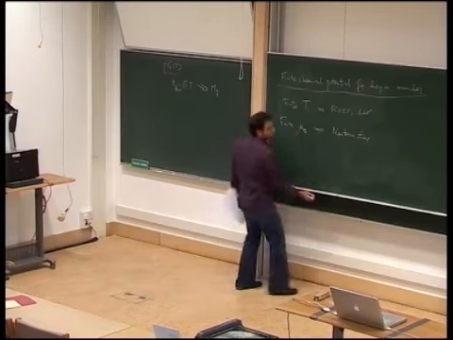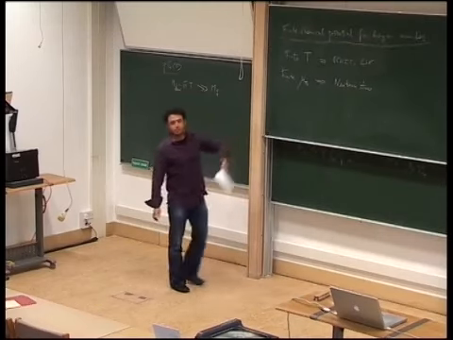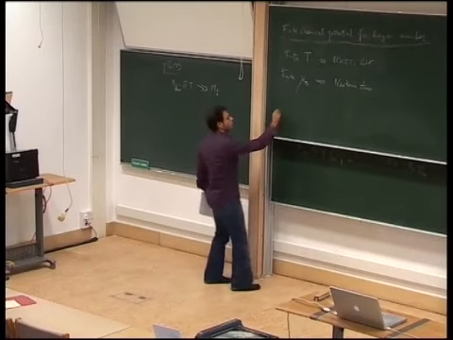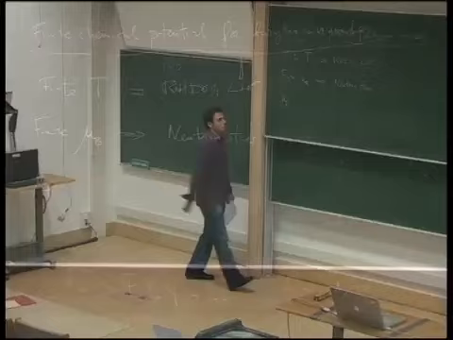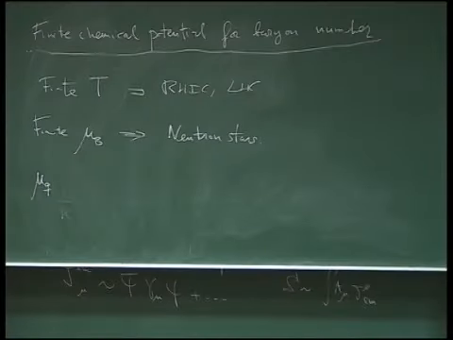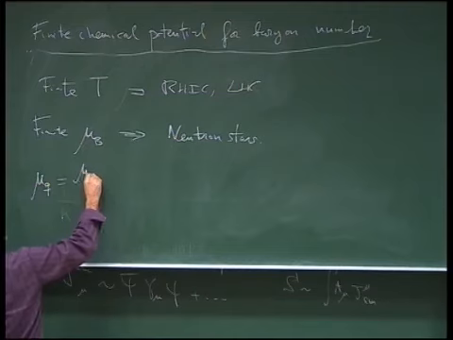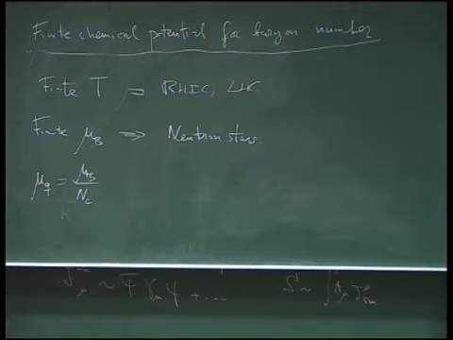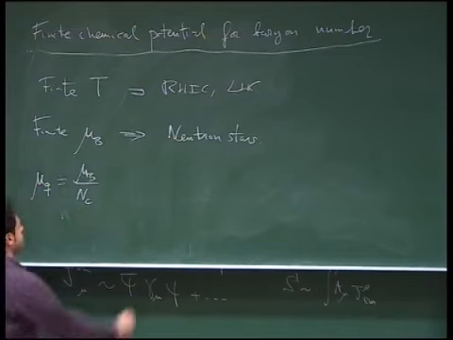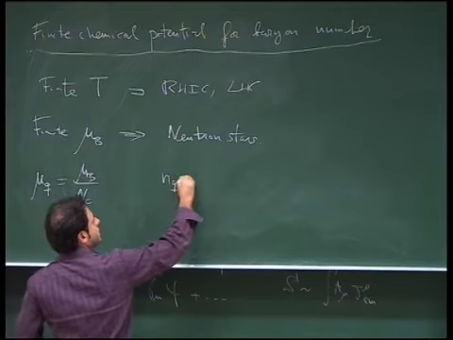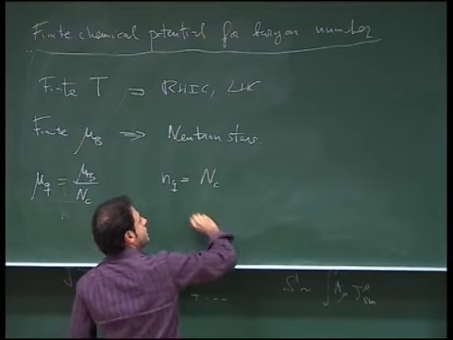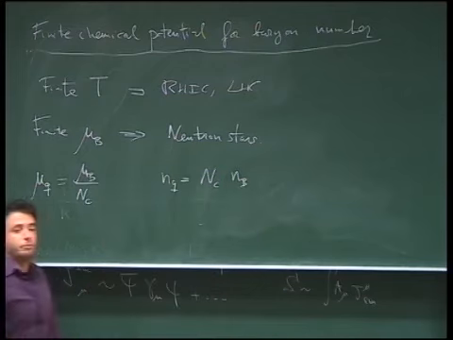Now, instead of working with the chemical potential for baryon number, I will work with, which is completely equivalent, the chemical potential for quark number, which is just mu_B divided by N_c. In other words, the energy cost of introducing a quark is the same as that of a baryon divided by the number of quarks in a baryon. And of course, the quark density is equal to N_c times the baryon density.